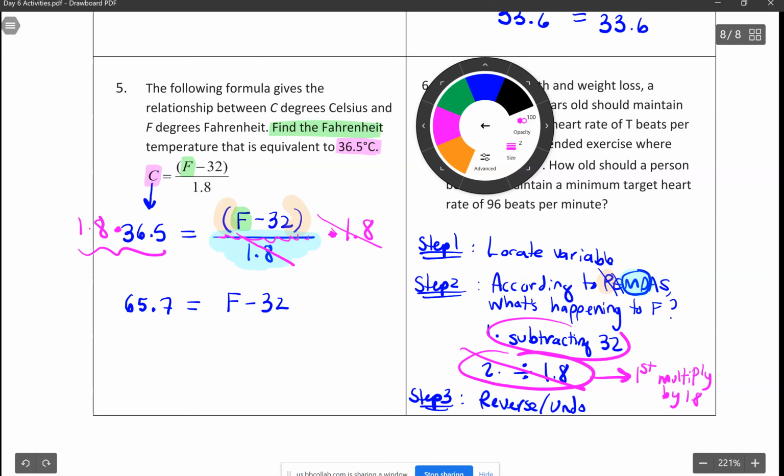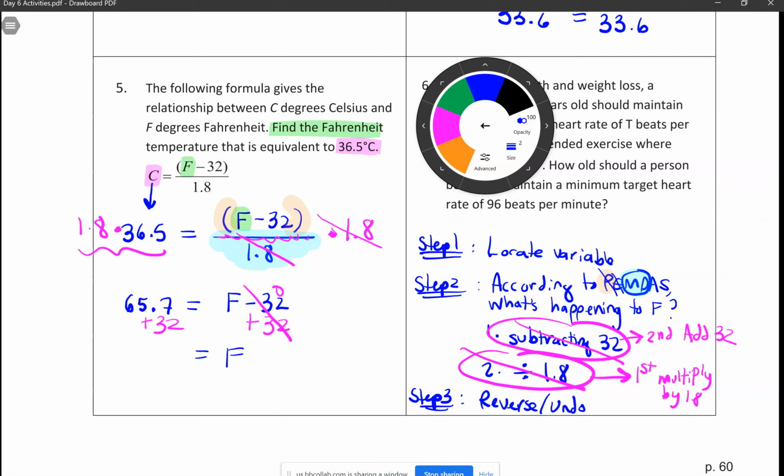Now the next thing I have to do is get rid of the subtraction. So second, how do you reverse subtraction? You're going to add 32 to reverse that. So just add 32 on both sides. That'll go to 0 and leave me F plus 0, which is just F. And on this side, when we add that together, that's going to give us 97.7.